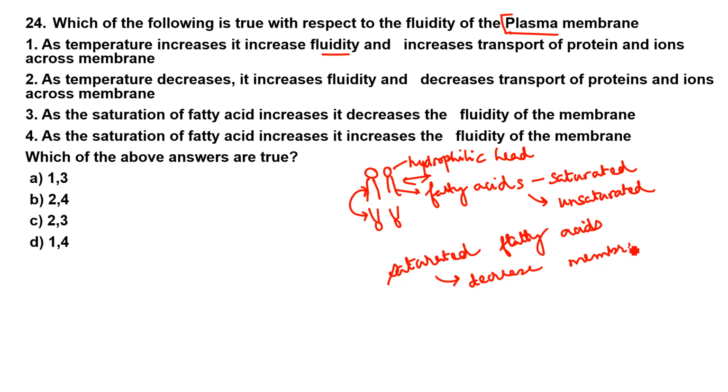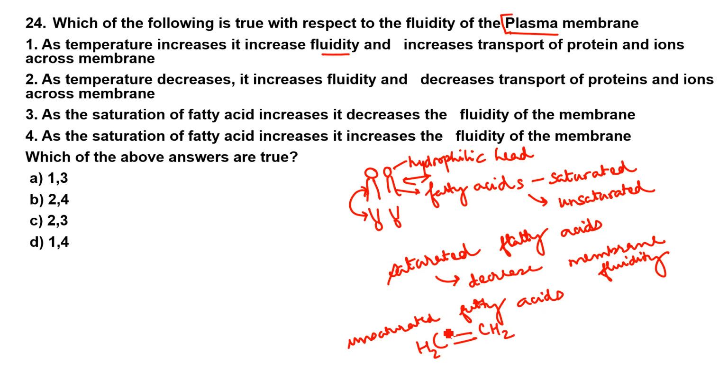And unsaturated fatty acids increase the fluidity. So what are unsaturated fatty acids? You will learn these things in biochemistry. Unsaturated fatty acids have double bonds between carbon atoms, and because of these double bonds, they can form a kink-like structure in the structure of this lipid.